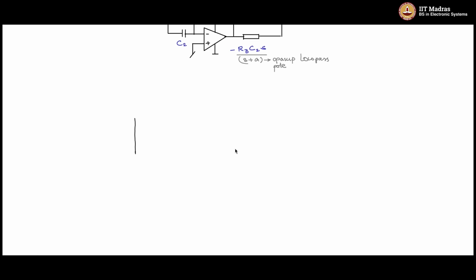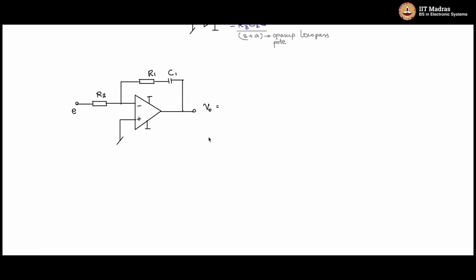So let me draw an op-amp here, plus and minus, plus I am grounding, minus. So in an inverting mode, you have a resistor here, one more resistor and a capacitor, connected like this. This is the error, R1, C1, this is R2, putting the VCC and VEE, this is V0. So what is V0 equal to?